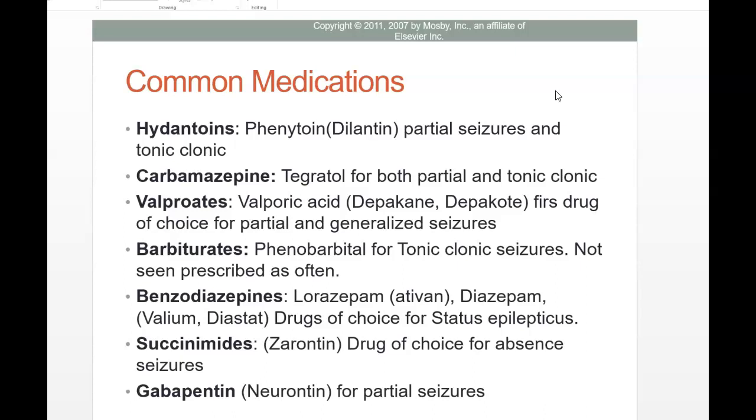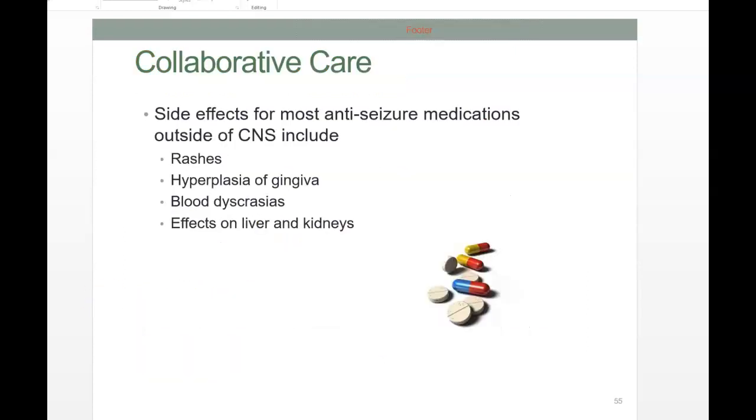And you'll see when you are in the schools that oftentimes the student, when they go on a field trip, if they have a seizure disorder, the nurse accompanies the student with a Diastat suppository to help take care of a seizure if it happens on the field trip. Succinimide is a drug of choice for absence seizure, and gabapentin, Neurontin, for partial seizures.